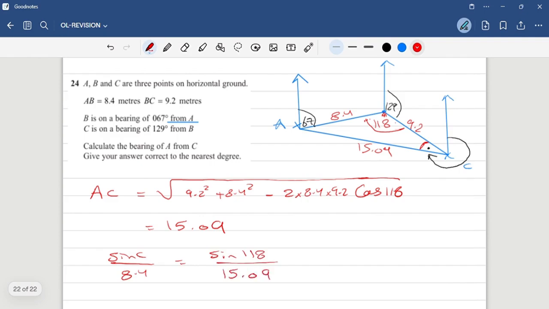Now I can find the angle C by multiplying 8.4 multiplied by sine 118, divided by 15.09. And of course, don't forget to write the sine inverse. So we need to write down the sine inverse, of course. So angle C equals sine inverse for all this part. To find the angle, we're making a cross multiplication, by the way.